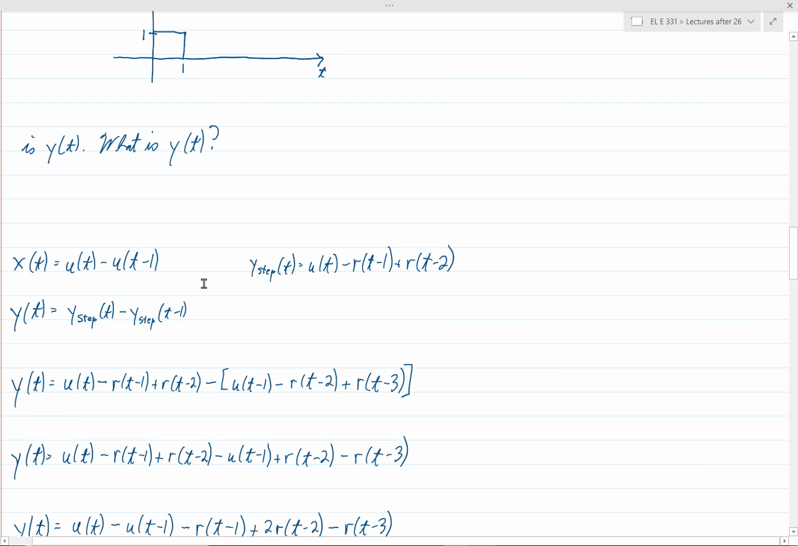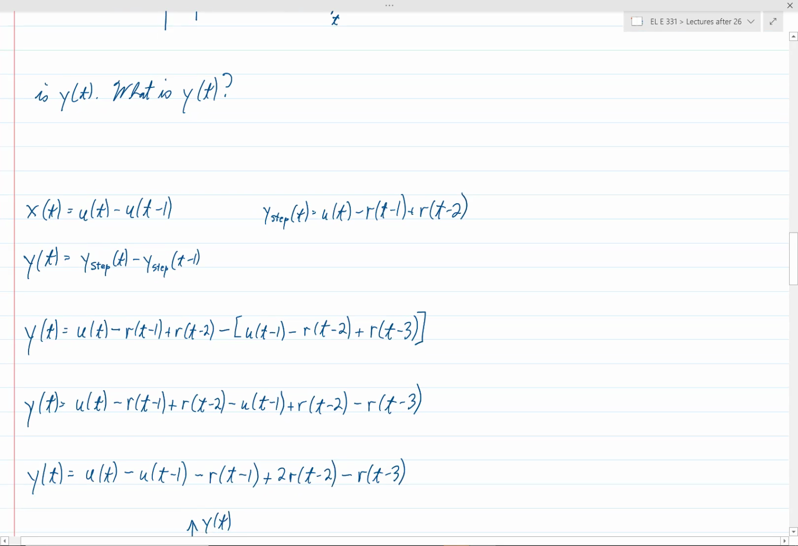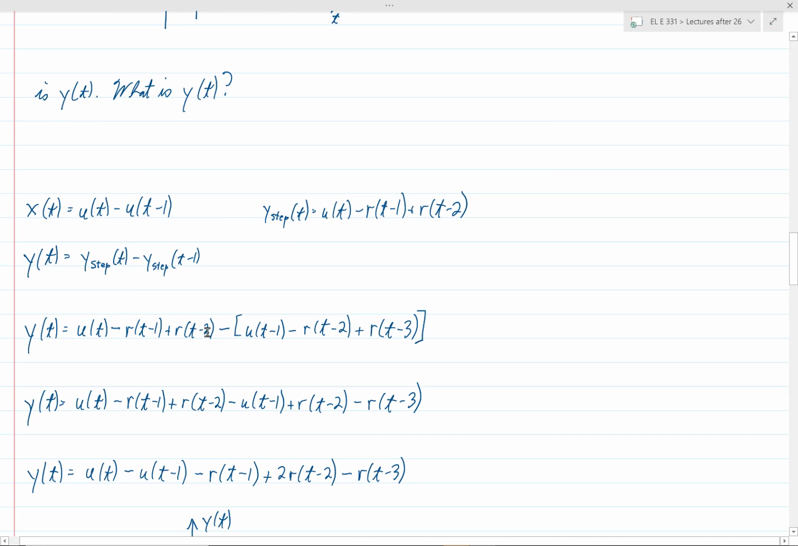So y step of t is u of t minus r of t minus 1 plus r of t minus 2. And our desired function y of t is equal to that minus that, but evaluated at t equals t minus 1. And so that's exactly what we'll do then. Here, these first three terms represent y step of t, and then we want to subtract from that y step of t minus 1.